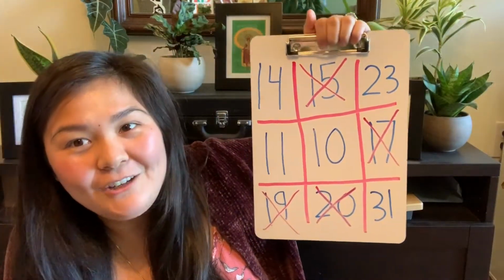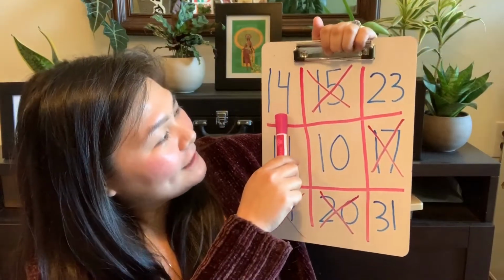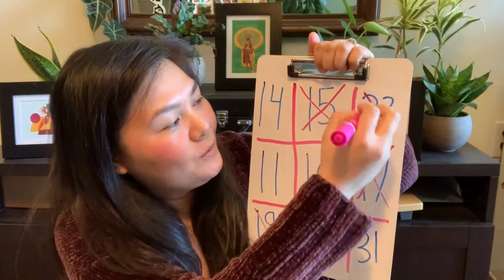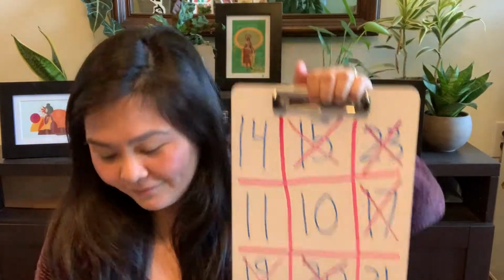So let's find it on your game board. 14, 23. Oh, for me, 23 is right here. Hey, let's do another one.